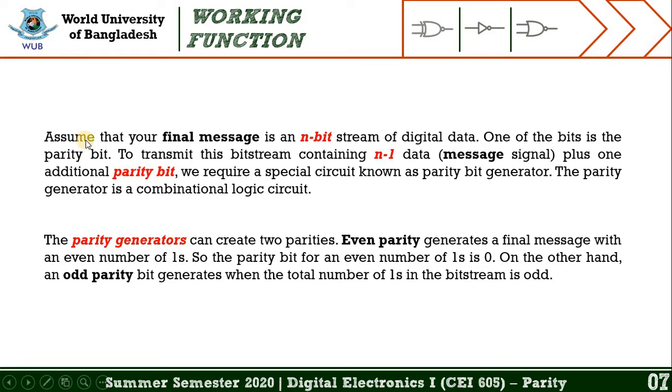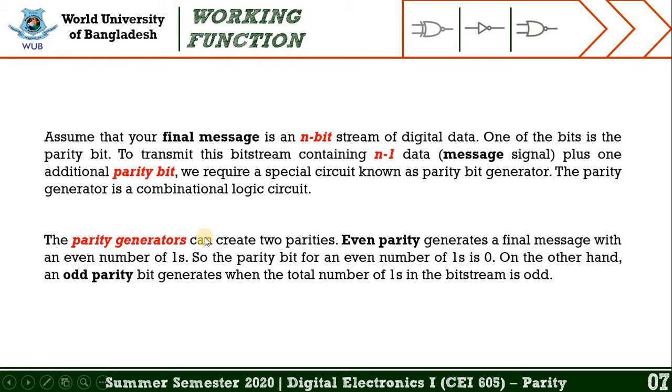Now from this slide we may learn the working function of the parity generator. So let's start. Assume that your final message is an n-bit stream of digital data. One of the bits is the parity bit. To transmit this bit stream containing n-1 data bits, which is the message signal, plus one additional parity bit, we require a special circuit known as a parity bit generator. The parity generator is a combinational logic circuit.